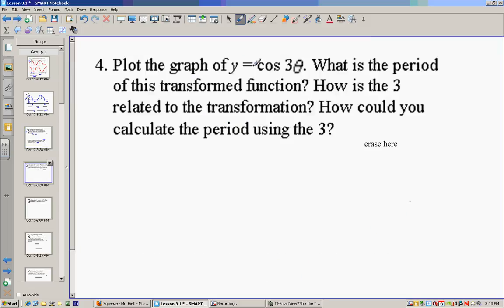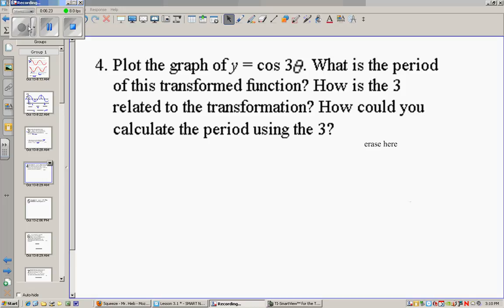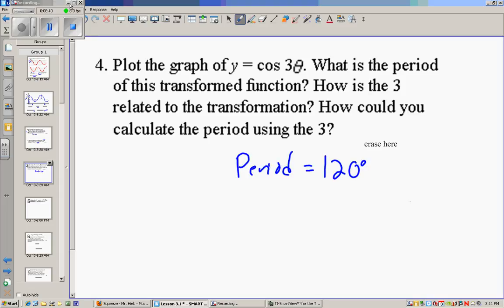Now if we plot the graph y equals cosine of 3 theta, that 3 is going to be a horizontal shrink. And the horizontal shrink is going to change the period. So instead of having a period of 360, that 3 will make it shrink, so it'll have a period of 120 degrees.